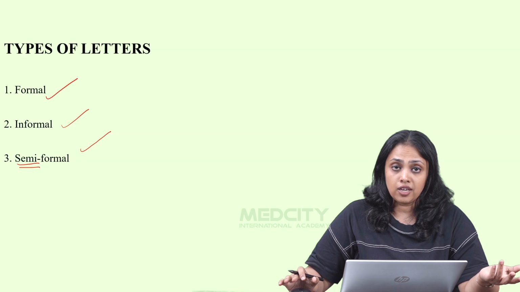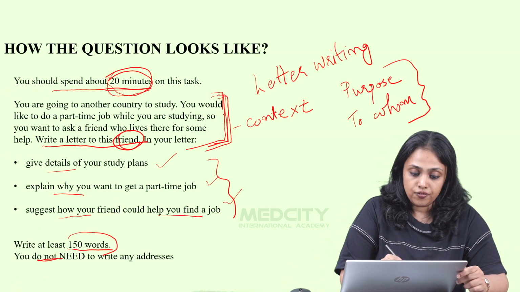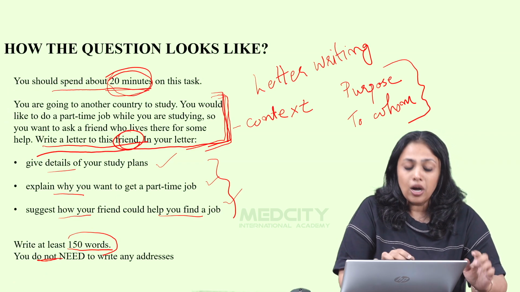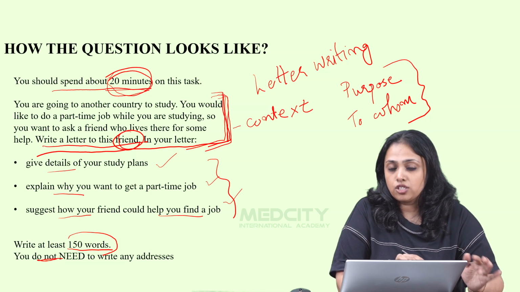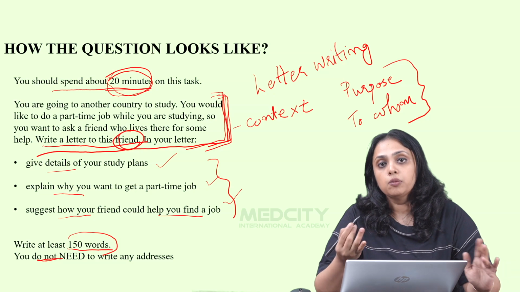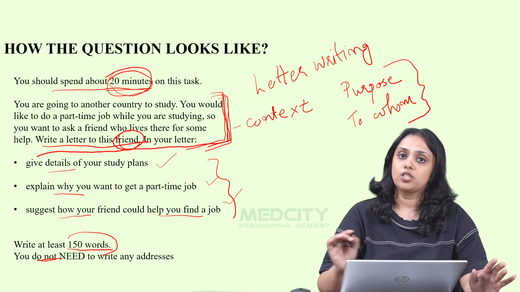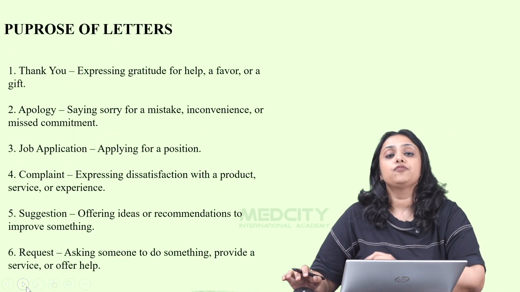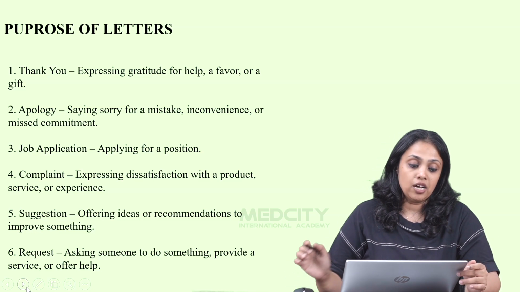And how can you identify that? From the initial part of the question, like how I've shown here, you have the background details. There it will be mentioned, write a letter to this friend, or write a letter to the landlord, or write a letter to the local police station. So depending on who the recipient is, you can decide what type of letter it is. I hope that's clear.